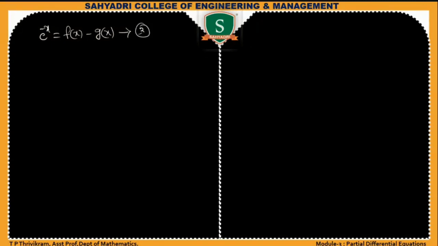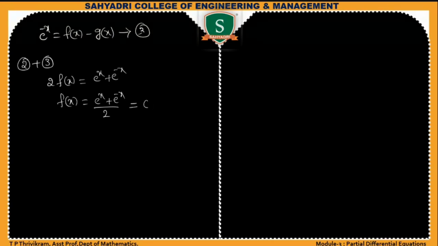Now, if you take equation 2 plus equation 3, what happens? You get 2 into f of x is equal to e power x plus e power minus x. So f of x is equal to e power x plus e power minus x divided by 2. This can also be written as cosh x. So we got f of x as cosh x.